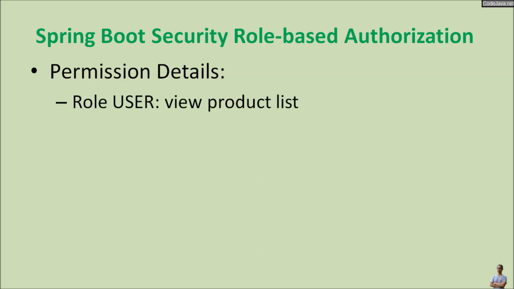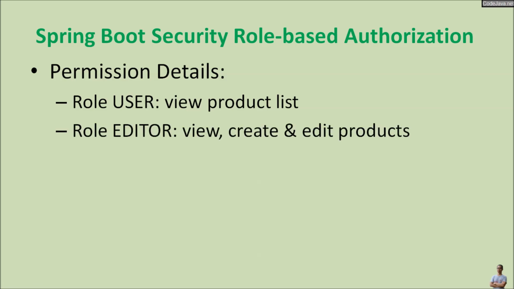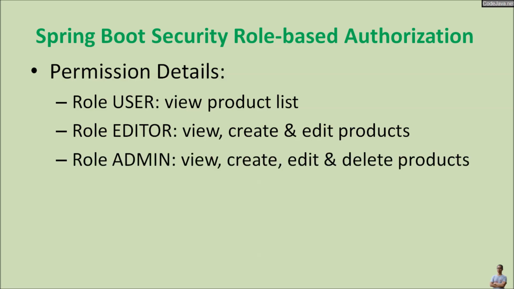The users having the role user can view product list, and the users who have the role editor can view, create and edit products, and the users who have the role admin can view, create, edit and delete products. In other words, the role admin can do everything, all the features of the application. The editor can only view, create and edit, and the role user can view only.